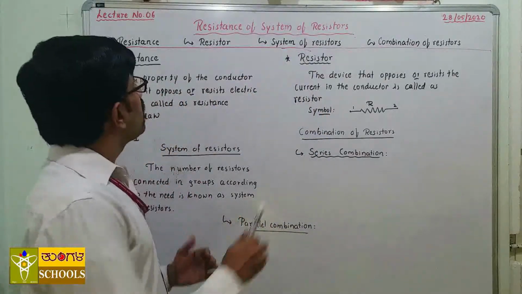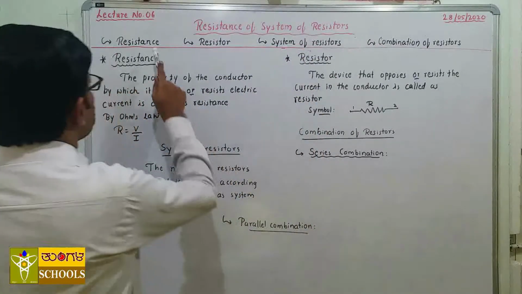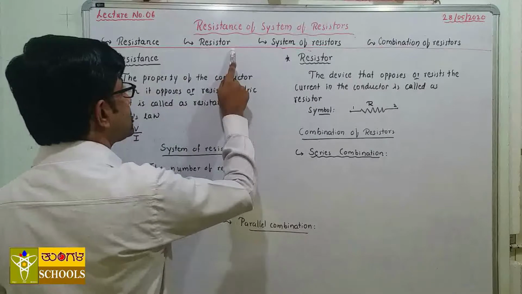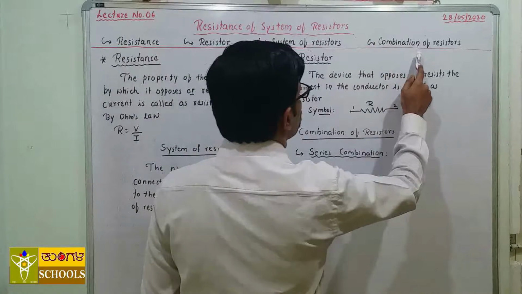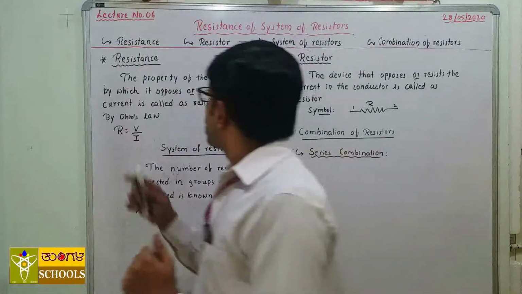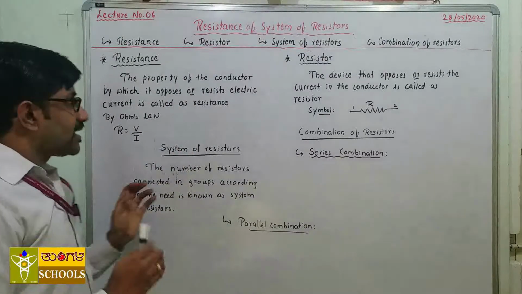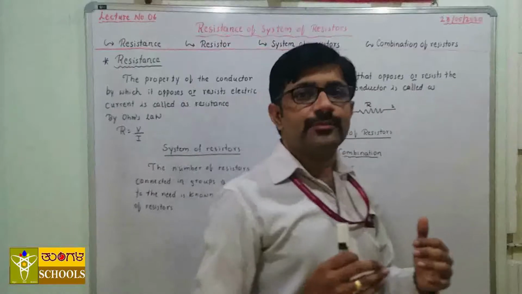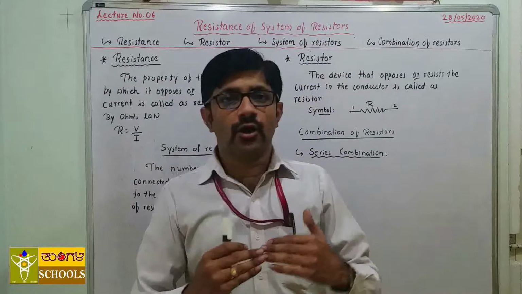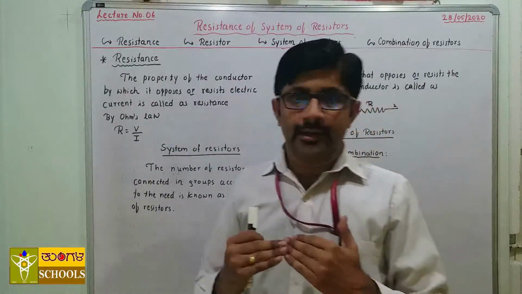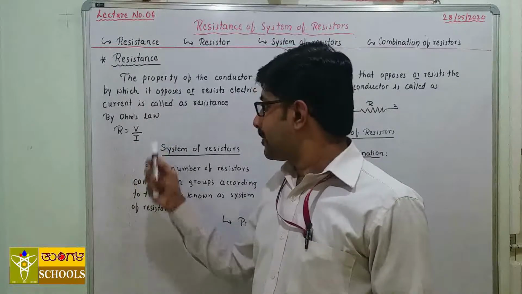Here I broke the resistance of system of resistors into 4 groups. One is resistance, second is resistor, third is the system of resistors, and fourth is combination of resistors. Alright, now let's redefine the term resistance. Resistance, as we already know, is the property of the conductor by which it opposes the flow of electric current. By Ohm's law, it can be written as R is equal to V by I.